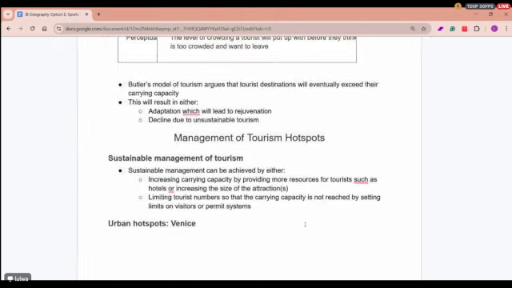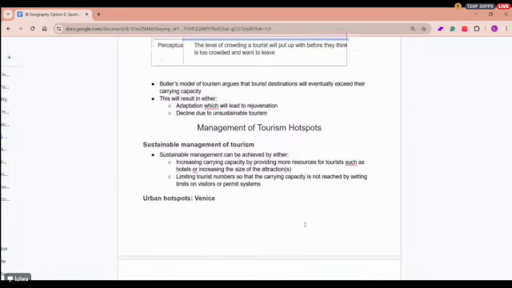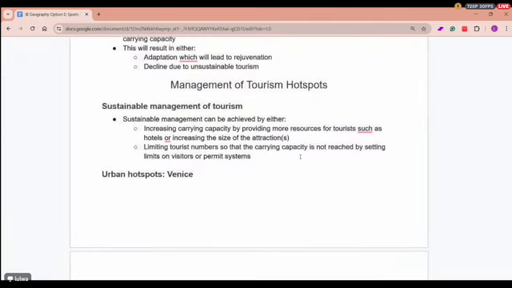So, how about management of tourism hotspots? So you have very sustainable management, and that can be achieved by either increasing the carrying capacity or limiting tourist numbers.